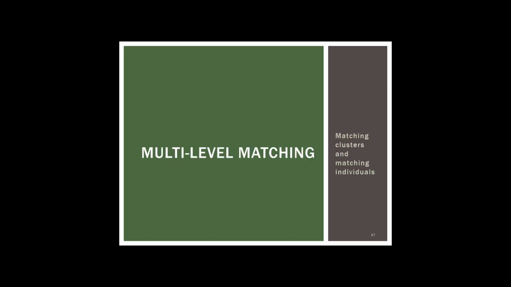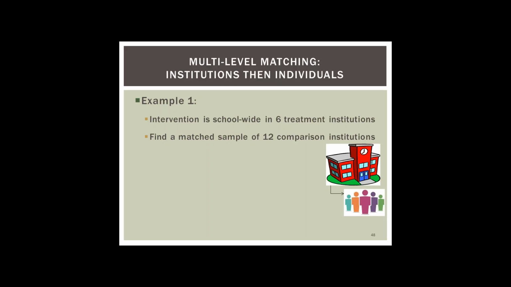Another type of matching we can do is matching at both the cluster level as well as the student level. To explain this, I'll use a sequence of examples. In the first example, let's think of an intervention that is school-wide in 6 treatment institutions, and you want to find a match of 12 comparison institutions. So you can go out and match on institutional characteristics and find your comparison matches. Once you're done with that, you want to check the baseline equivalence of the individuals between your treatment and comparison groups. If they're equivalent, you're done. You don't need to do anything else.